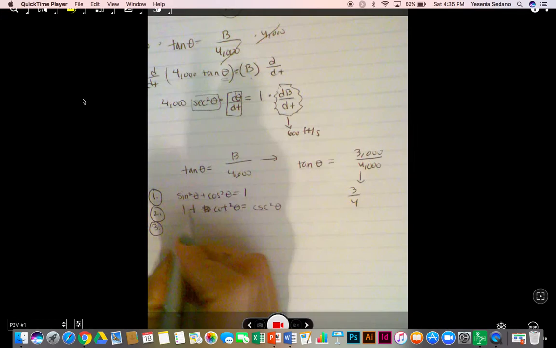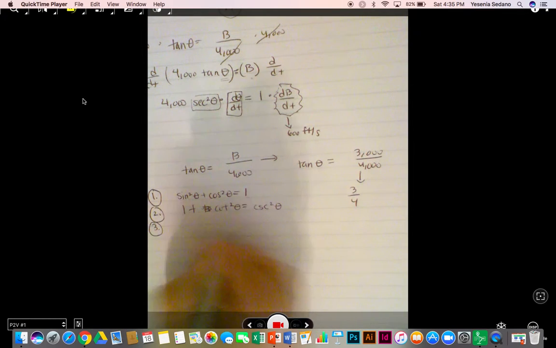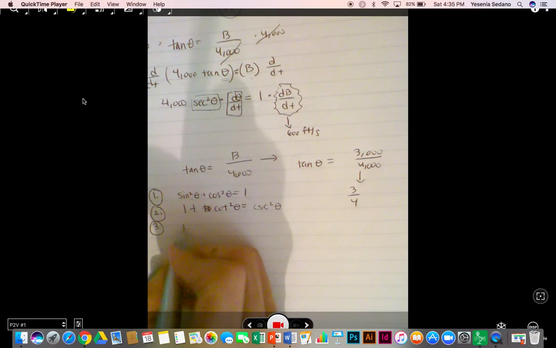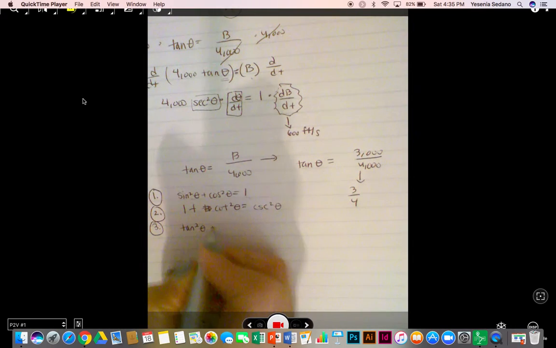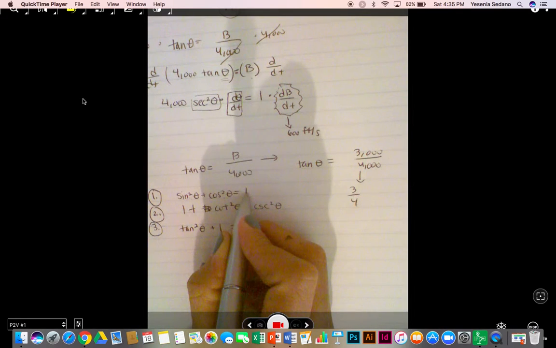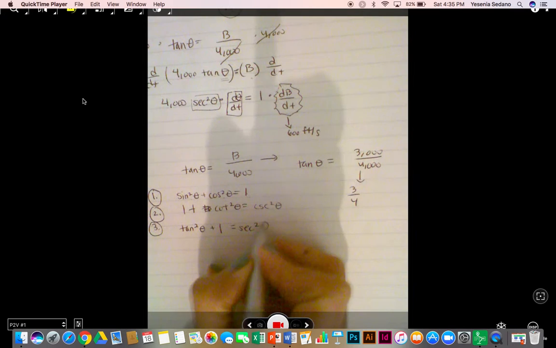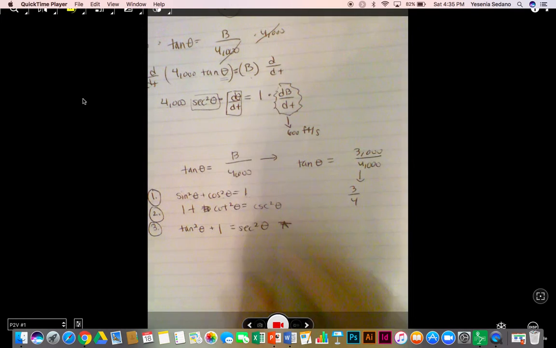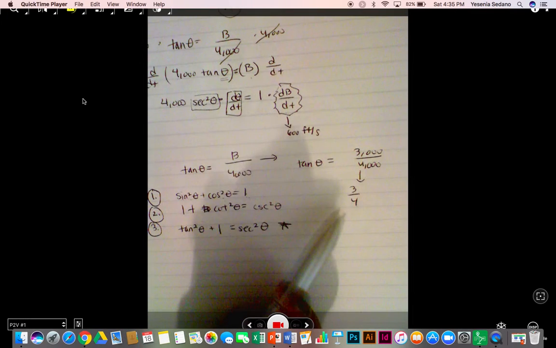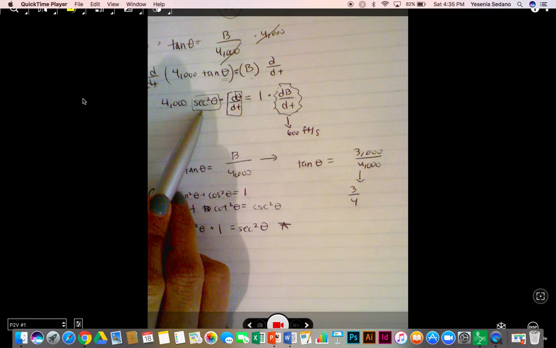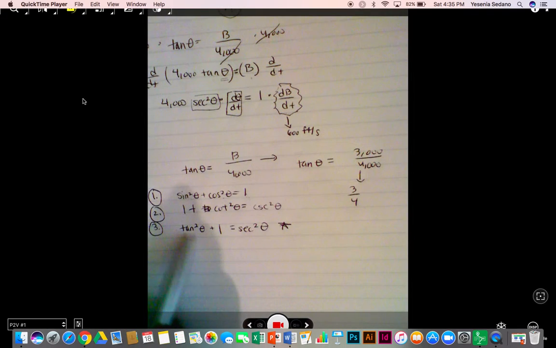So the third one is, if you divide this by cosine, you're going to get sine over cosine, which is tangent. So tangent squared theta plus cosine divided by cosine, which is 1, equals, and then 1 over cosine is secant squared theta. So the identity that I'm going to use is this third one, because if I know tangent is 3/4, then I will know what secant is. Because if I know tangent, I'm just going to substitute into this identity, and I'll know what secant is.